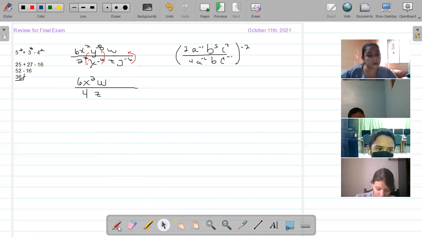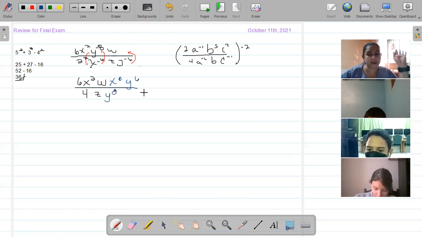Okay, so I'm going to write them in blue, and that is x to the 6th power and y to the 6th power. And I'm changing this y to the 8th power to the denominator. Now I changed already and made positive all of the 3 variables that had negative exponents. Now what should I do?